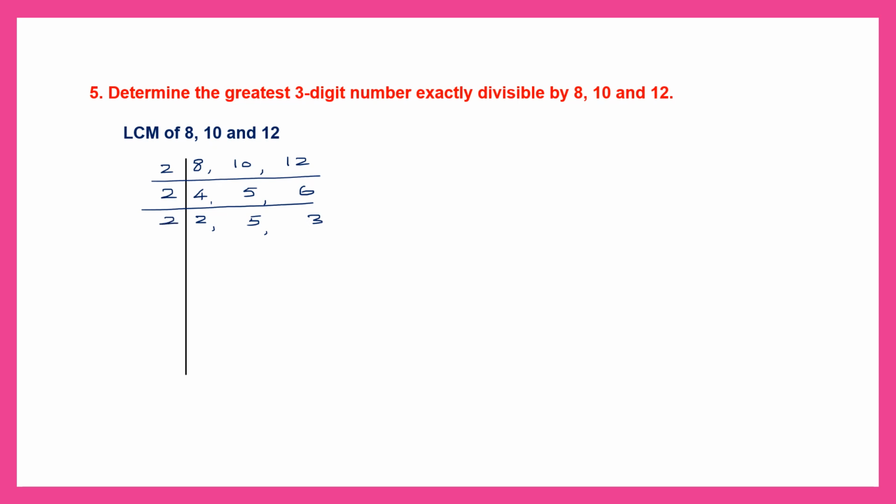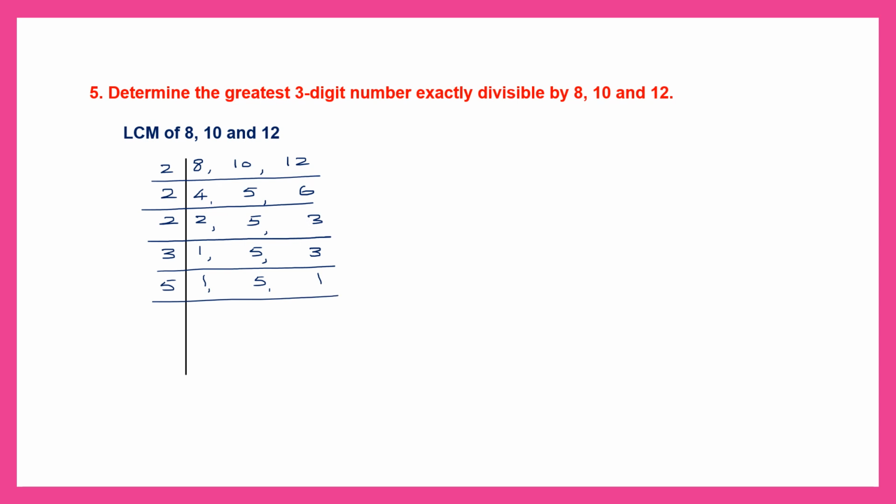Again we can use 2. We can use these numbers as long as there is at least one number that is divisible. So 2 is divisible, so 2 ones are 2. 5 we bring down as it is. 3 is not divisible, we bring it down. Now we cannot use 2 anymore. So let's use 3. So here we bring down 1. 5 is not divisible, we bring it down. 3 ones are 3. Now we can divide by 5.